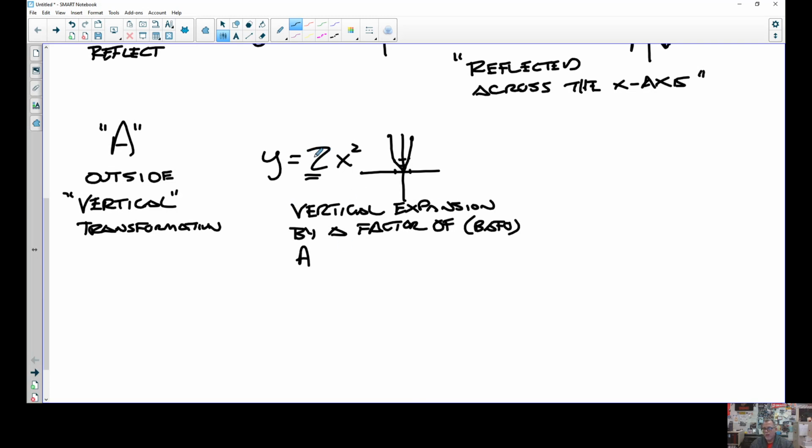It's a vertical expansion when a is greater than 1. All right, very key point there. That value is greater than 1. So what if it isn't greater than 1?